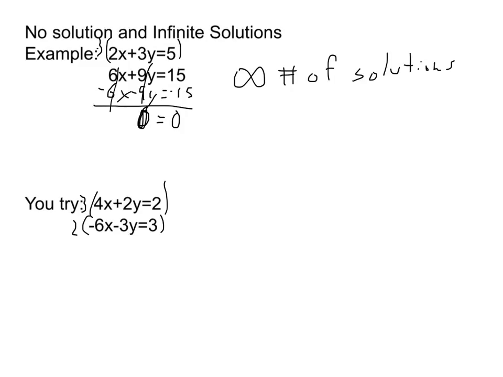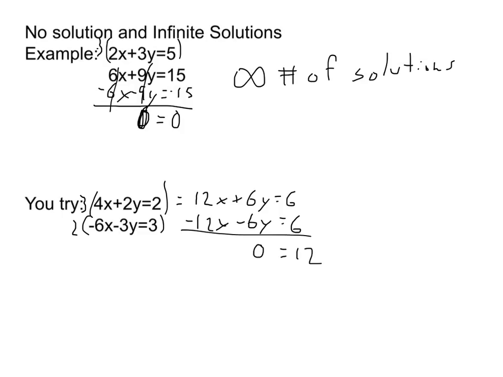So 3 times 4x is, we'll write it just next to it, 12x plus 6y equals 6. Second one, 2 times negative 6 is negative 12x. 2 times negative 3y is negative 6y equals 2 times 3 is 6. Okay, when I add them this time, I'm still going to get a 0 on the left, but 6 plus 6 is equal to 12 on the right.